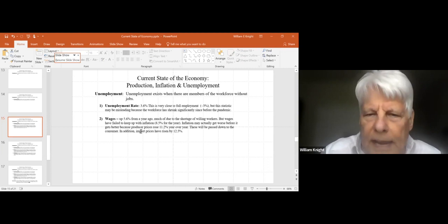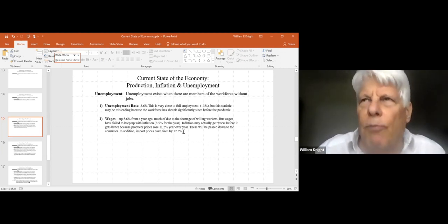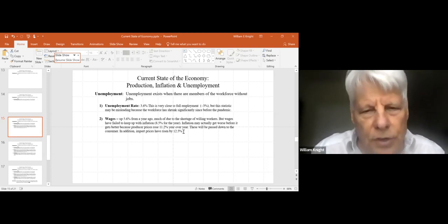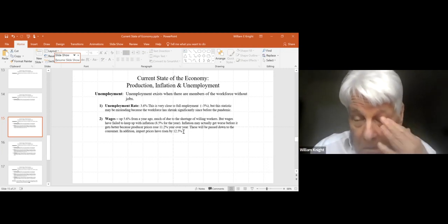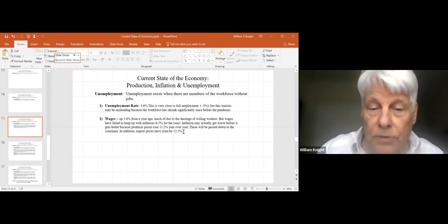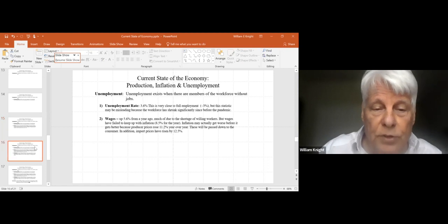And moreover, import prices have risen by 12.5%. And that's because imports are scarcer, and that's because firms, foreign firms, aren't producing as much. So import prices have risen by 12.5%.